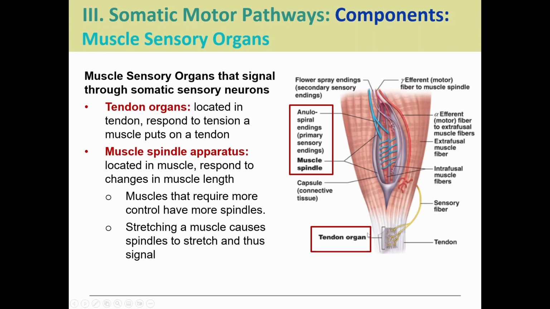Whereas the muscle spindle apparatus, which is up in here, responds to changes in muscle length. The more control we need over that muscle, the more spindles, because this is giving our brain feedback on the muscle in terms of its stretching, its contraction, basically whether the muscle is working and how. As the muscles stretch, they cause those spindles to stretch, and then as the spindles stretch, that will send the signal.